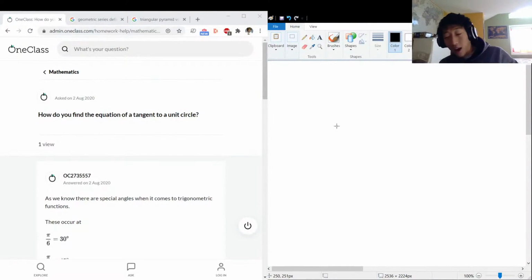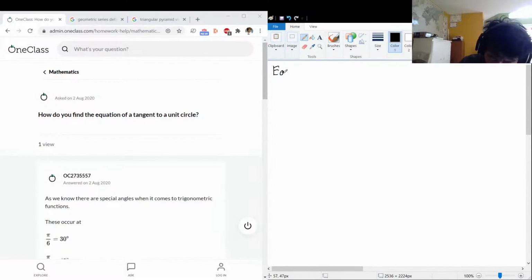Okay, I really like this question. How do we find the equation of a tangent to a unit circle? I'm going to assume that we need to find the tangent line equation. Equation of tangent line to unit circle.